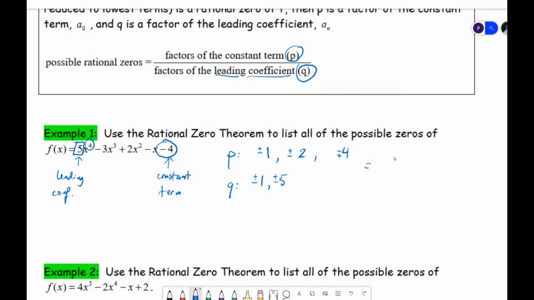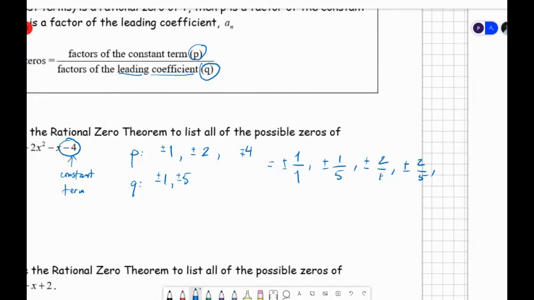So the first one would be plus or minus 1/1, plus or minus 1/5. Okay, so I took the first factor of p divided by all factors of q. Now I'm going to go to 2 and do the same thing: 2/1, 2/5. And then one more, plus or minus 4/1, plus or minus 4/5. Okay. All right, so that's one way to do it.